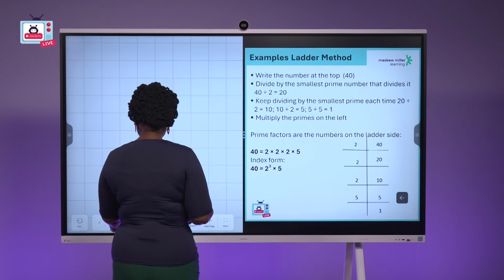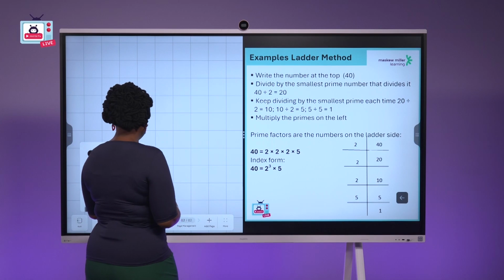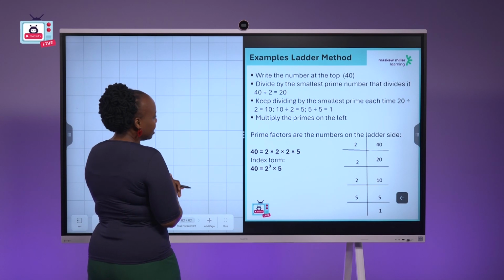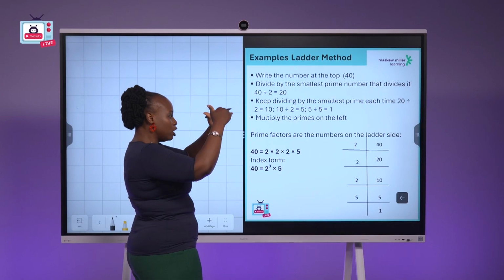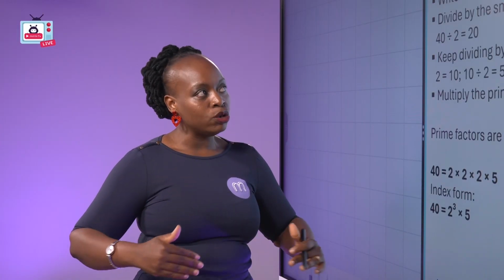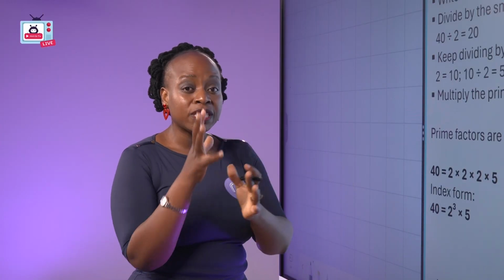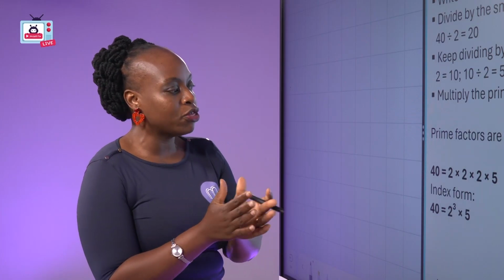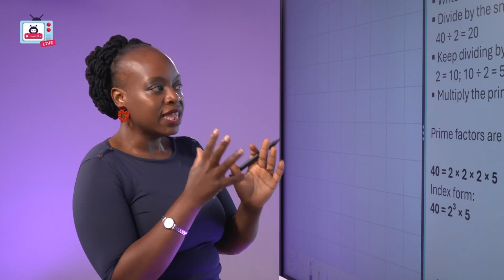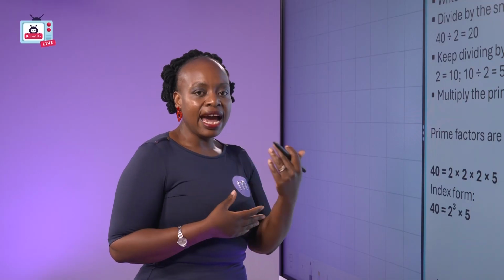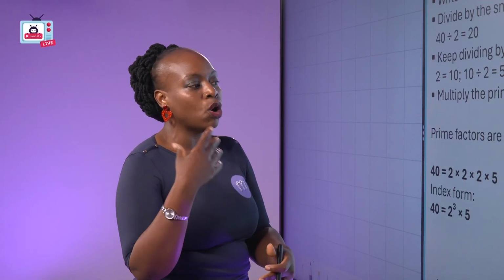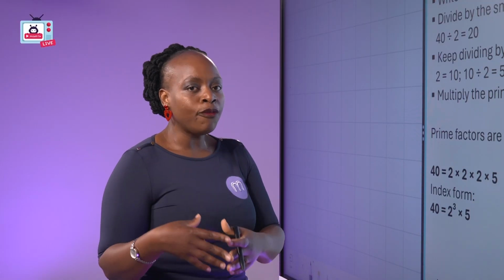So let's do some example exercises with the first method we spoke about, which is the ladder method. The ladder method is a method where you start from the top and then you go down, just like that. There are steps that you must follow in every method that you do. So let's start with this particular one. If they say to you, write down the prime factorization of 40.